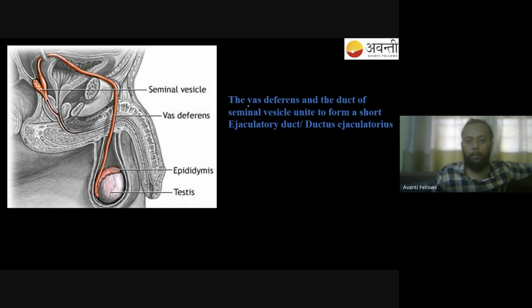The vas deferens and the duct of seminal vesicle unite to form a short ejaculatory duct. This is also called my ductus ejaculatorius. So now from here the sperms will again start going, and from here the sperm will enter into a region called my urethra.